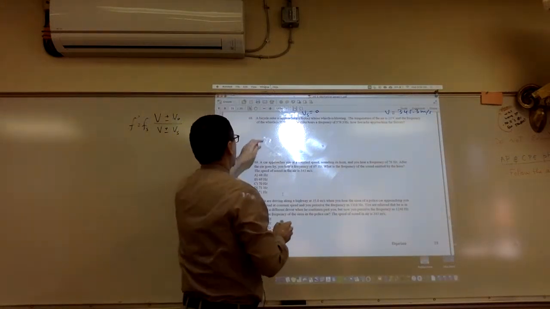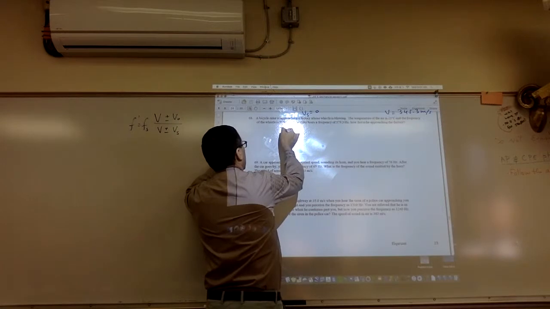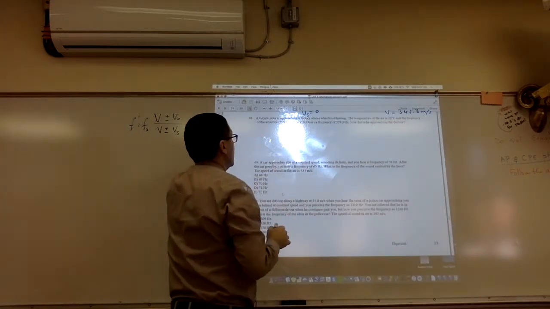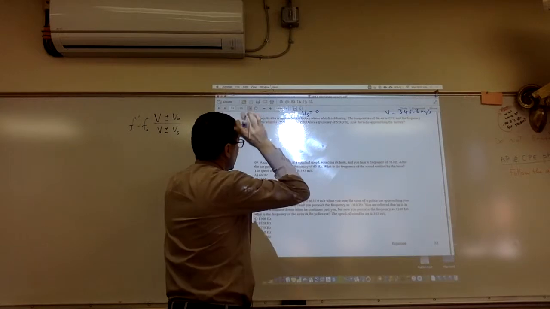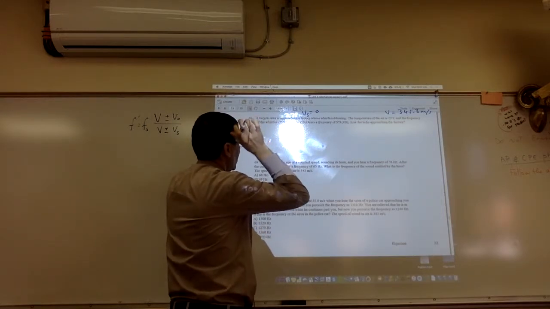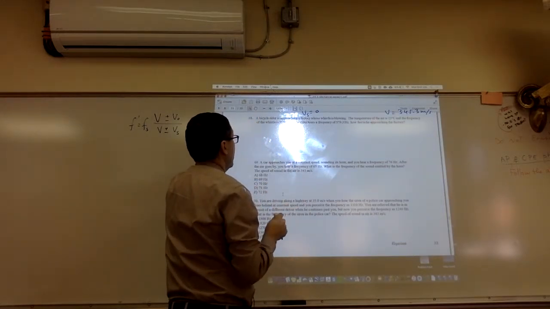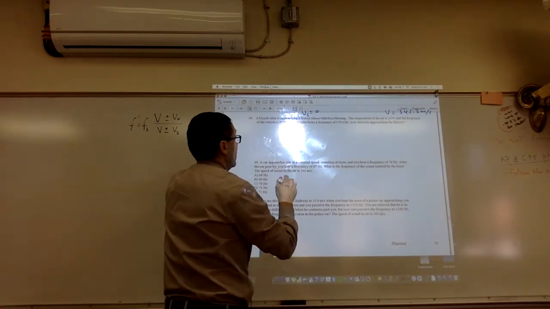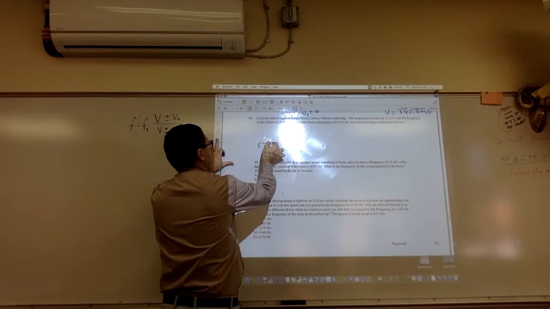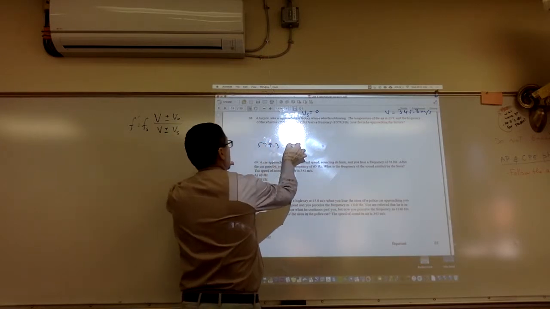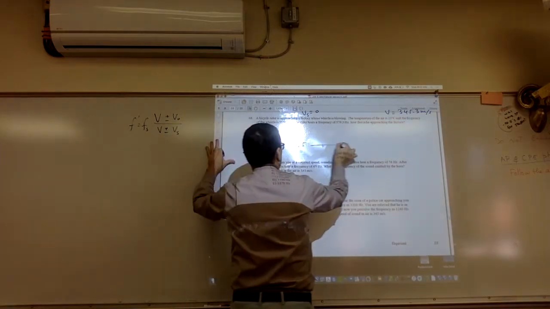The frequency is 555 hertz. That's the source. If the rider hears a frequency of 579, they're going to hear something higher. So how fast is he approaching the factory? Obviously, they have to be approaching because they're hearing a higher frequency. So let's see what we can do here. So they're hearing 579.3. What's being generated is 555.